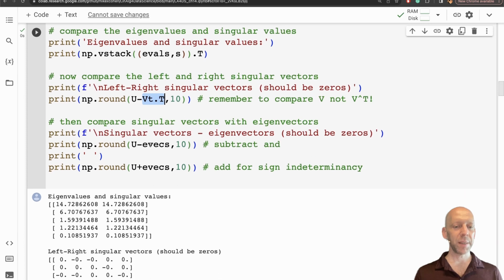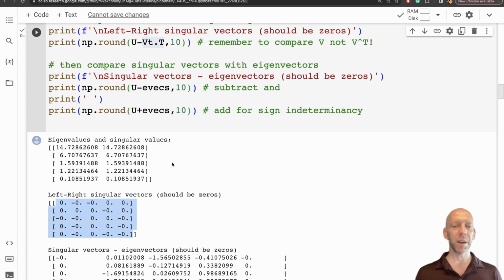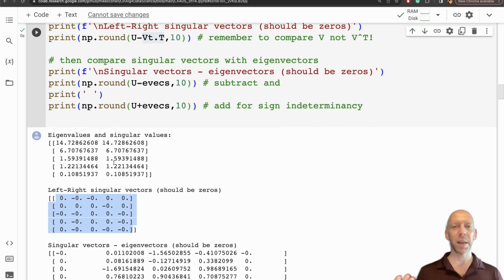Okay, and then we can see the special property of the SVD of a symmetric matrix defined from A transpose A, which is that the left and the right singular vectors are identical to each other. So we subtract them and we get the same thing. Now, what does this mean? This, in combination with this, means that the eigenvalues are the same as the singular values, and the left and the right singular vectors are the same as each other.